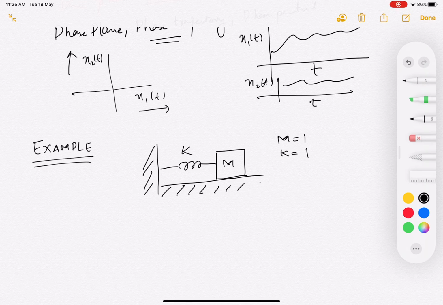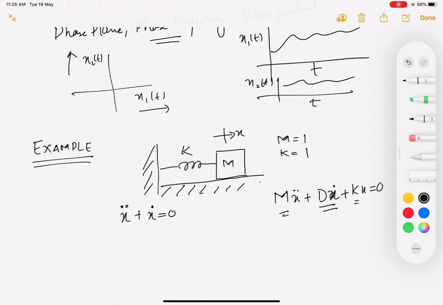So if you look at the differential equation governing the system, where the displacement is x, the differential equation would be x double dot plus x equal to 0, right? For a general mass spring damper system, your differential equation is m x double dot plus d x dot plus k x equal to 0, where d is the friction. So this term is absent, and m and k are 1. So the equation is x double dot plus x equal to 0, because there is no term corresponding to friction.